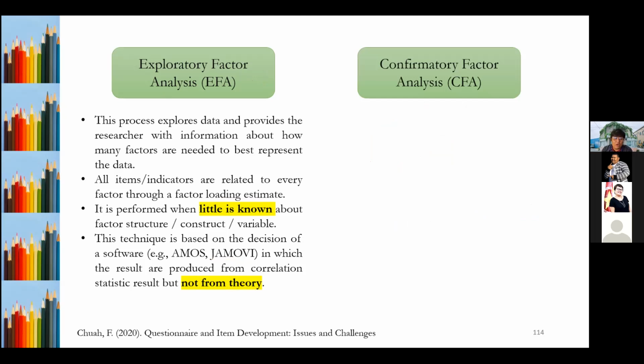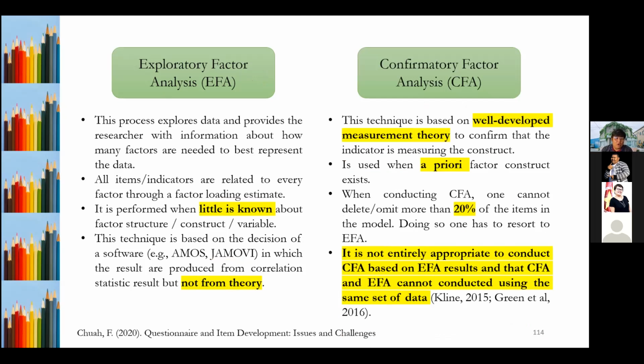On the other hand, what is confirmatory factor analysis? Confirmatory factor analysis is a technique based on well-developed measurement theory to confirm that the indicators are measuring the construct. If you are creating a new construct, your first step is to explore the items. Once you have reduced them, let's say from 30 to just 10 because those are the ones that really measure variable Z, the next thing you do is confirm that those 10 are the real items that measure construct Z. We call that confirmatory, that's why it is called confirmatory factor analysis.